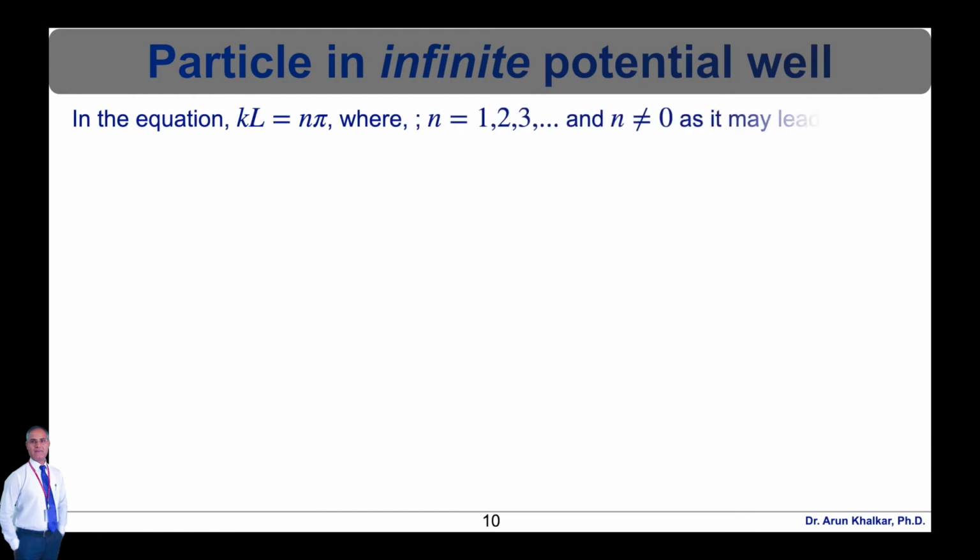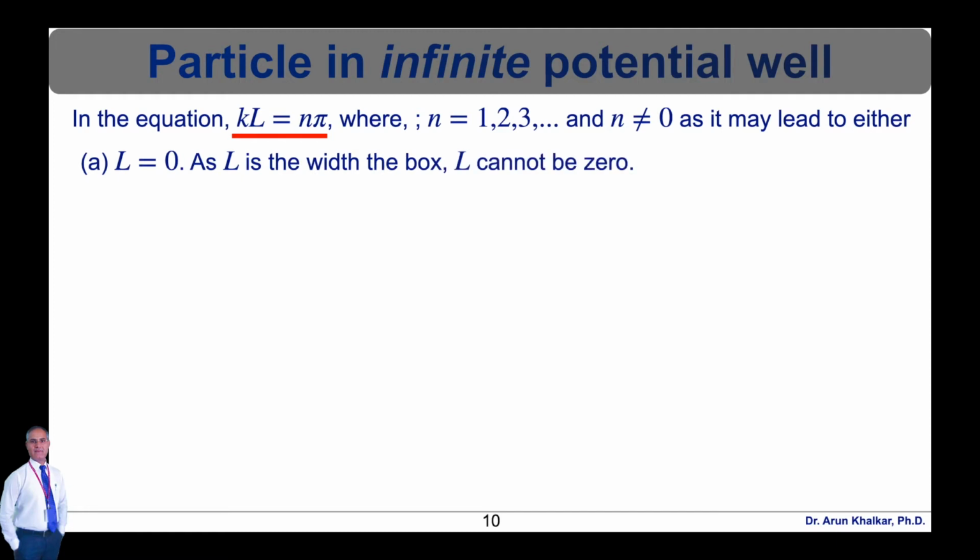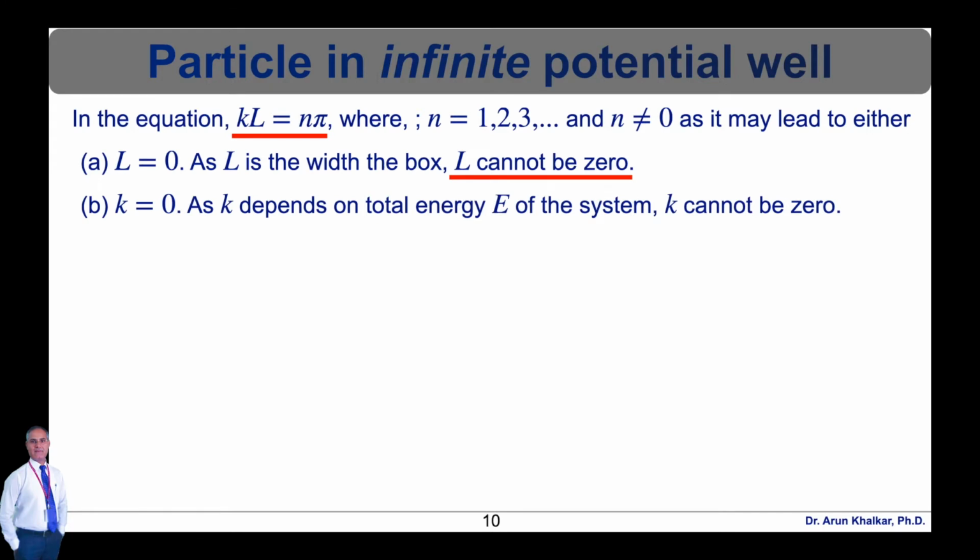Therefore, in the quantization equation, k capital L is equal to n pi, where n is equal to 1, 2, 3 and n is not equal to 0, as it may lead to either of two conditions. Capital L is equal to 0, as capital L is the width of the box and the box width cannot be 0. And the second condition is k is equal to 0, as k depends on the total energy capital E of the system. Therefore, k cannot be 0.